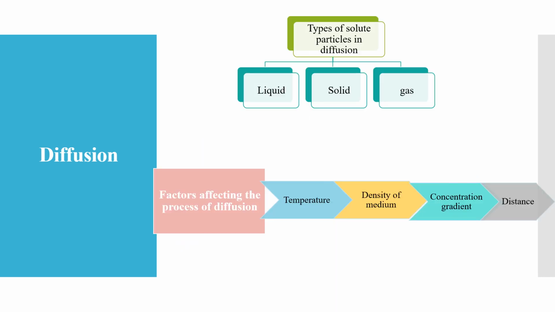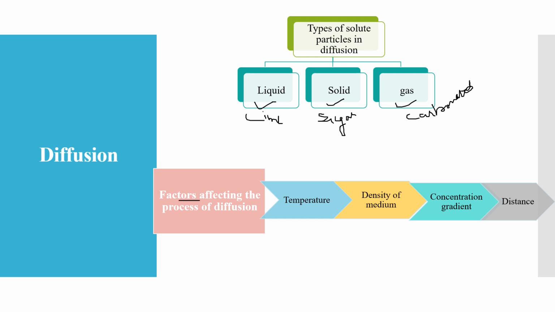Solute particles may be liquid, solid, or gas. If liquid, the example is lime water, where lime juice is squeezed in water. If the solute particle is solid, the example is dissolving sugar in water. And if the solute particle is gas, the example is carbonated beverages, where carbon dioxide is added in the cold drinks. So solute particles may be liquid, solid, or gaseous.